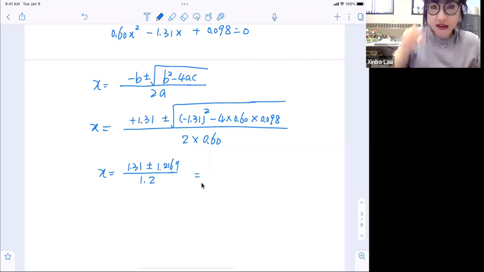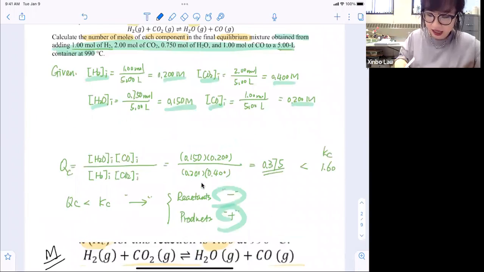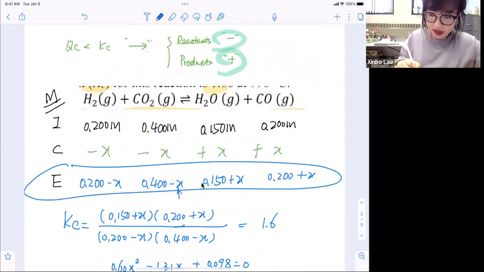Okay, and then we'll get two solutions. One is x equals 0.0776 or x equals 2.11. As we go, with the two solutions, what do you do? You see if both of them make sense in the question. In this question, 2.11 doesn't make sense because if you put it back into our ICE table, what's going to happen?